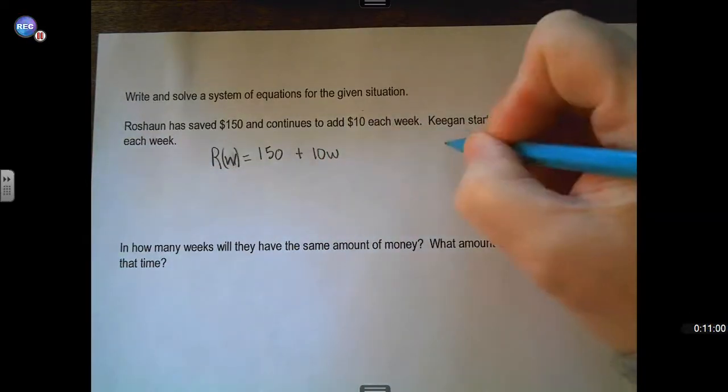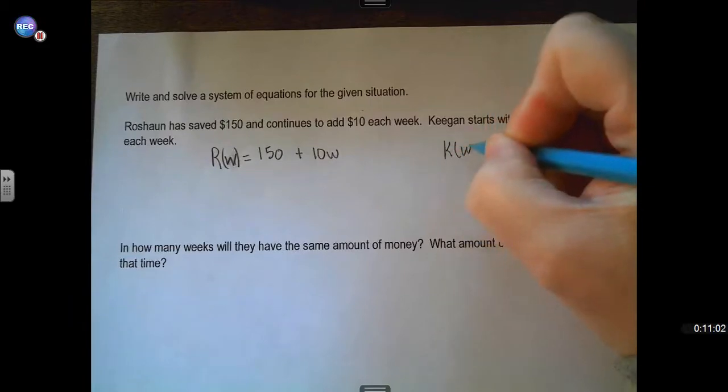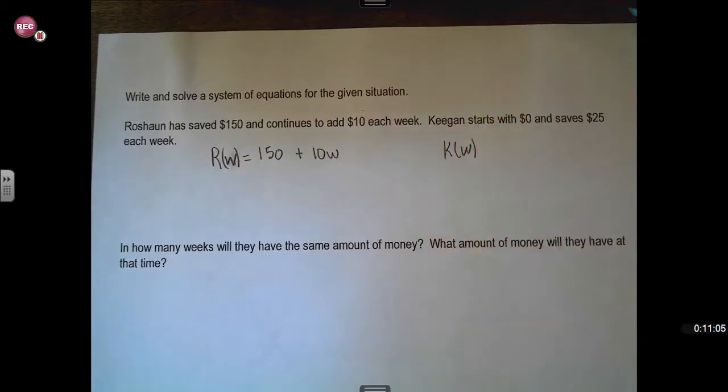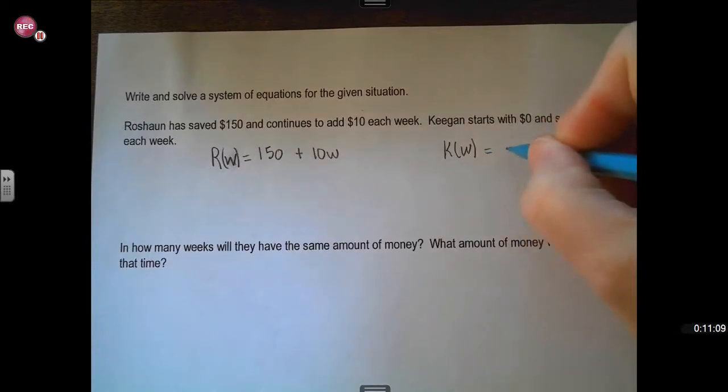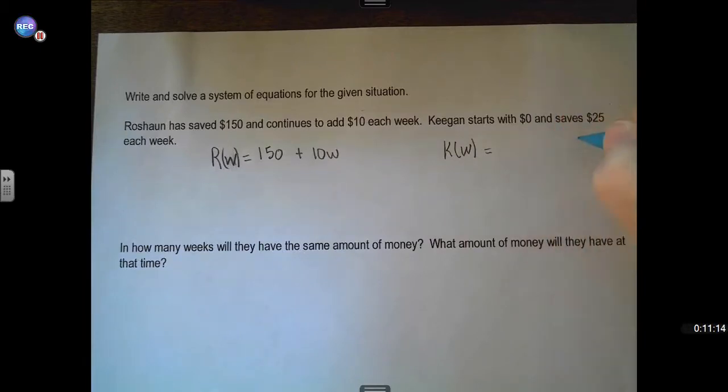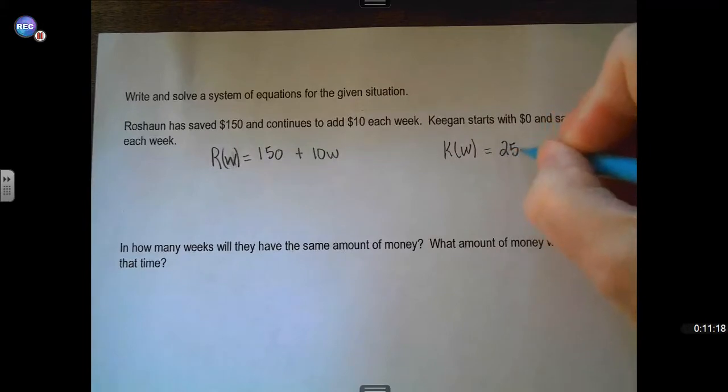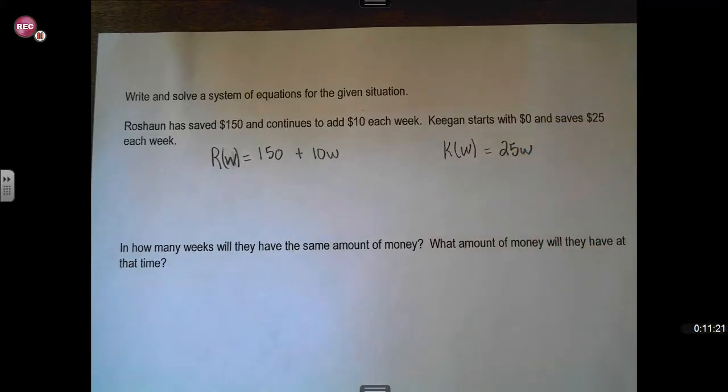Keegan, so we'll use K of W for Keegan, starts at $0 and saves $25 a week. So his equation would be 0 plus 25W. But we don't need 0 plus 25W. We can just write the 25W. And it says in how many weeks will they have the same amount of money? What amount of money will they have at that time? And we can guess and check this.